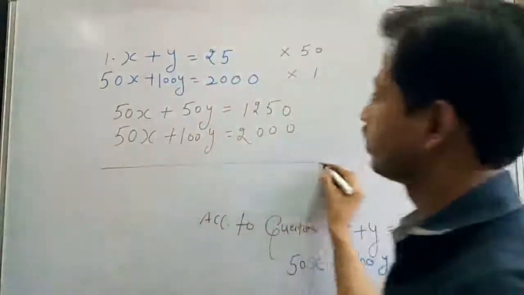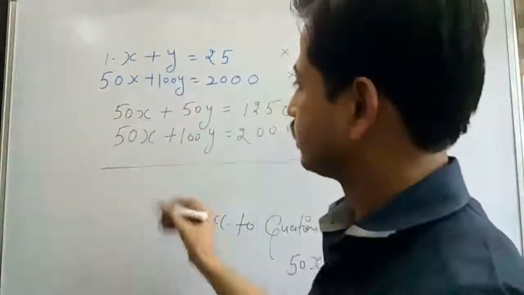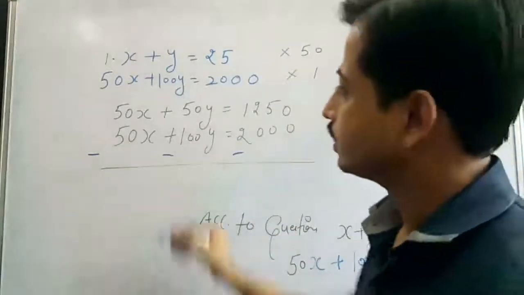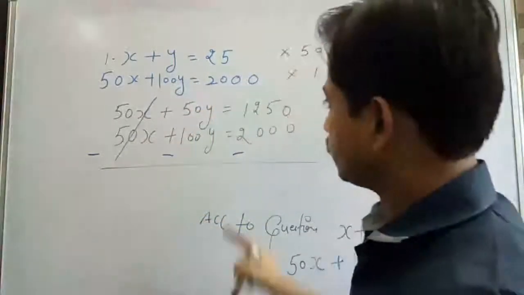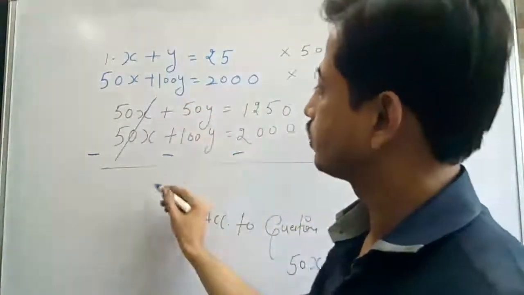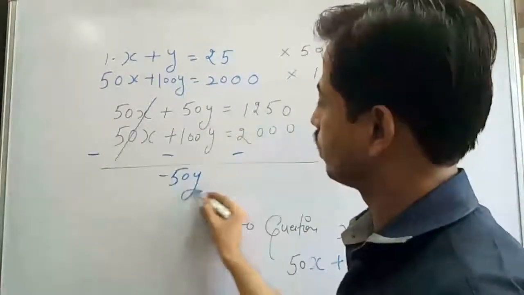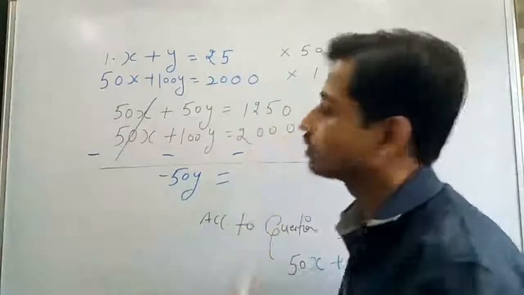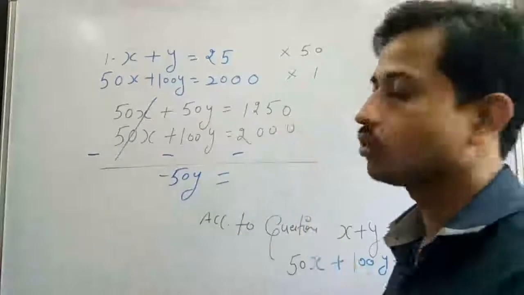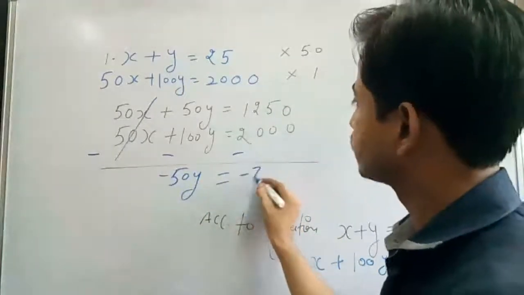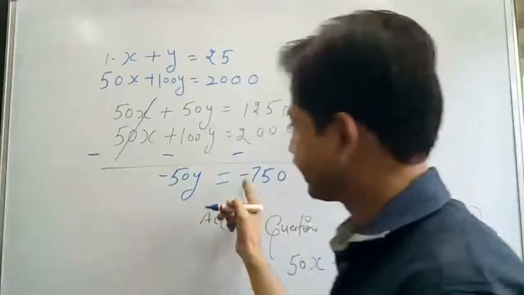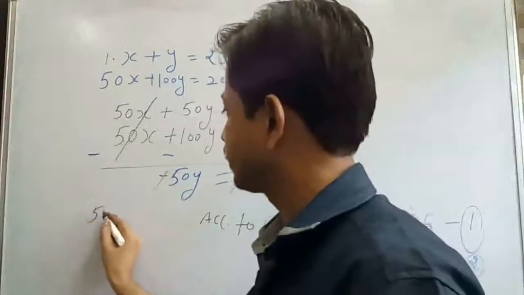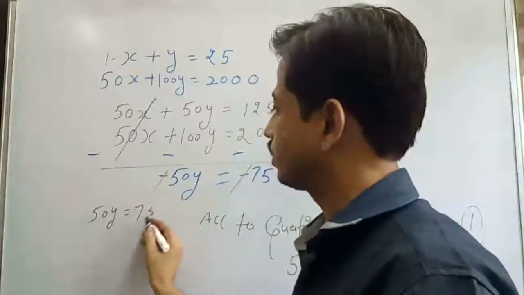Now please solve this. What we have to do? Change the signs. This one is positive, make it negative; this is positive, make it negative. So these terms are cancelled out. This is negative 100y, this is plus 50y. We get minus 50y. Same here, this is positive 1250, minus 2000. What will we get? We get minus 750. Now the negative is cancelled out on both sides. So we get 50y is equal to 750.